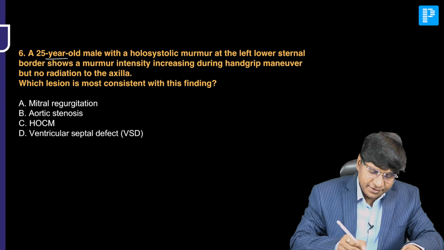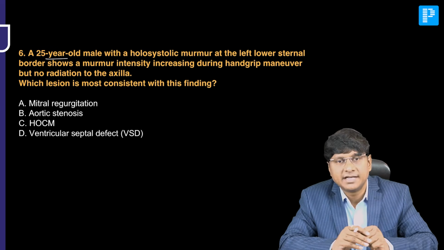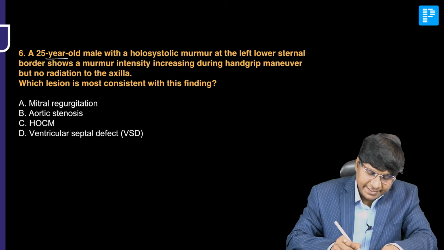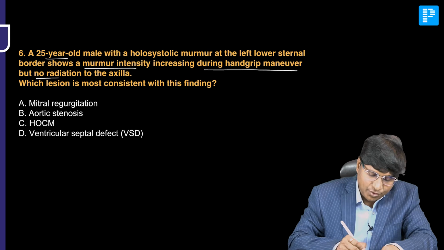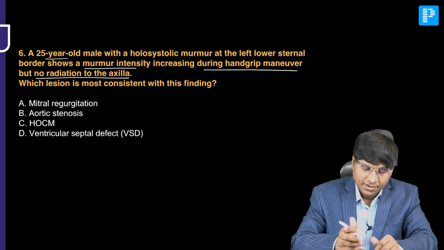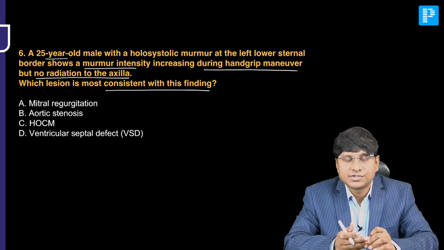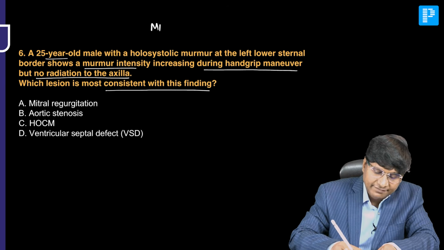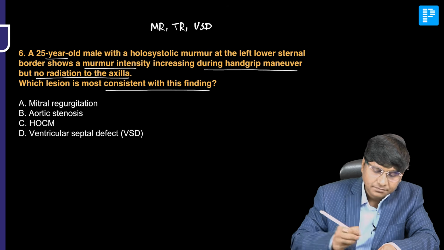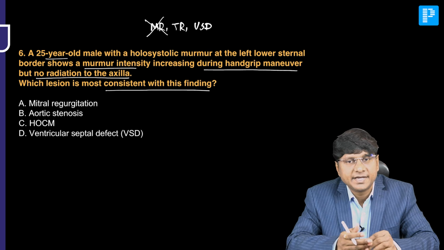Then we have a 25-year-old male with a holosystolic murmur at the left lower sternal border, with murmur intensity increasing during the hand grip maneuver but no radiation to the axilla. Which lesion is most consistent with this finding? So there is a holosystolic or pansystolic murmur. Which conditions do you have? You have that in MR, in TR, and in VSD. But the MR murmur will be radiating to the axilla and is heard at the apex.